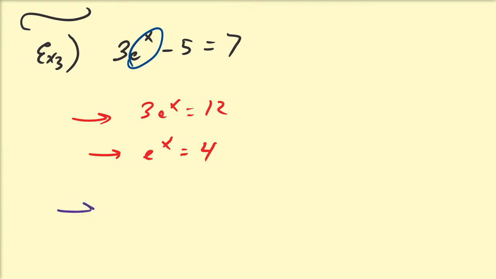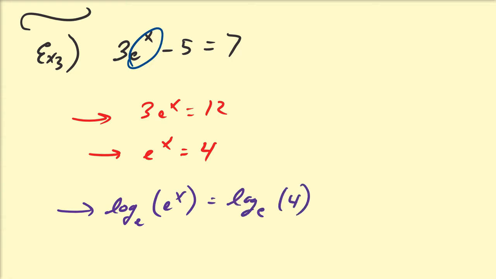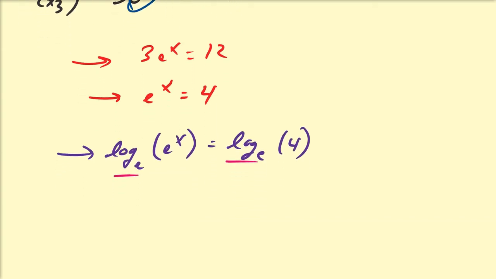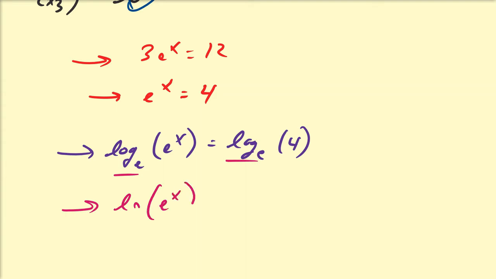So I'm going to introduce a log base e of both sides. So log base e of e to the x is going to be equal to the log base e of 4. But remember that the log base e actually has a special name, that is the natural logarithm. So this is actually equivalent to taking the natural log of both sides of this equation.